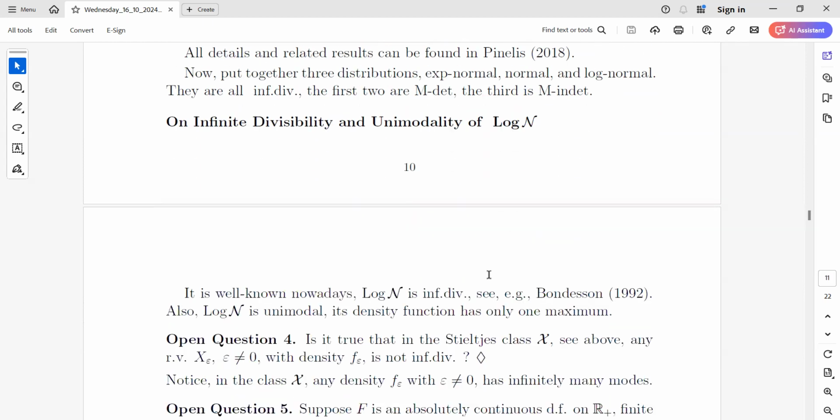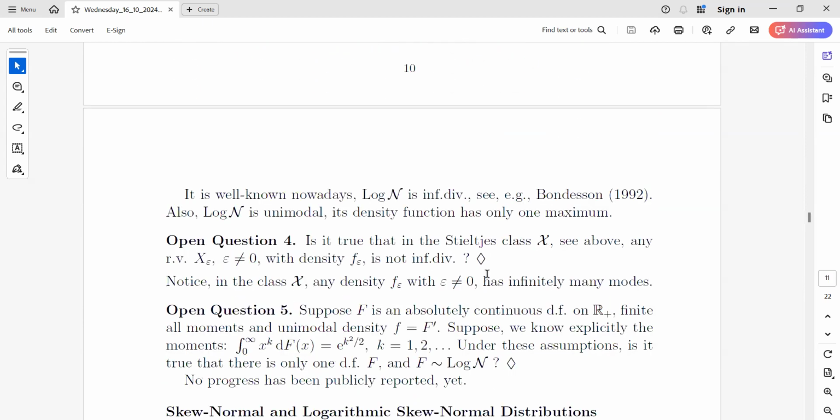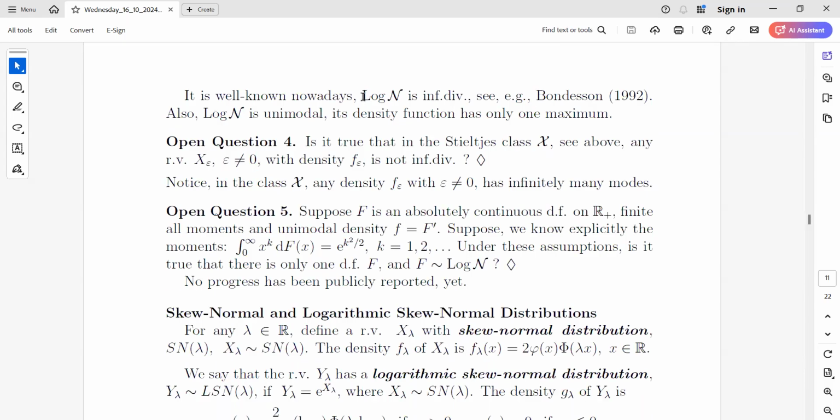So you can see the details in the paper by Pinelis. And so it is quite a difficult result that the log normal distribution is infinitely divisible. And as I knew this from Bondesson himself, the name of Thorin, etc. But now I want to involve another property. So log N, you remember the density. It is very nice, I didn't include the graph here, but it is unimodal. The density has only one maximum.